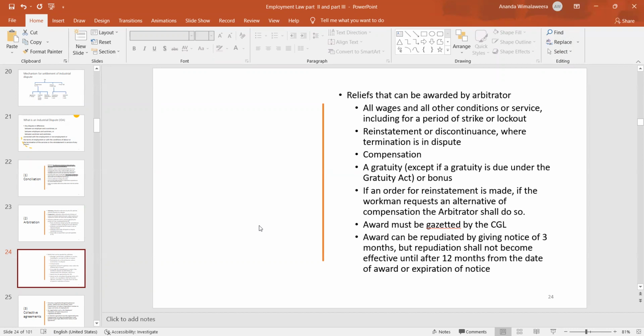Is it clear now? Yes, sir. Right. I will let you know just after this one with a special note. Relief that can be awarded by an arbitrator.